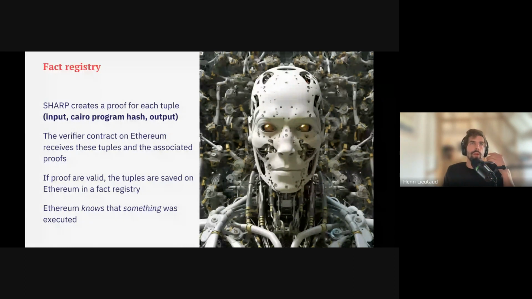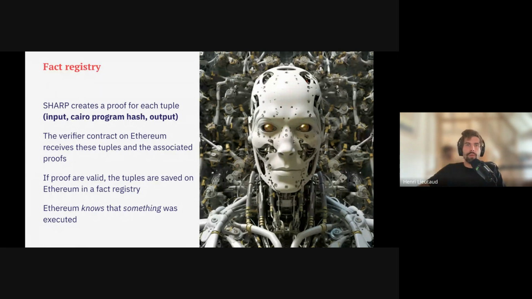So the verifier on Ethereum, and you can see it on Etherscan, will receive those tuples and verify the associated proofs. If the proofs are valid, then the tuples are saved in a fact registry, and now Ethereum knows that something was executed. It doesn't know what it is, but it can attest that that particular program was run correctly with that input and it led to that output. So this is the very first step, right? This is the tight link where Ethereum knows something.